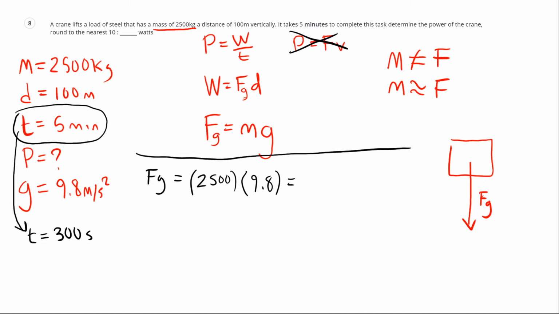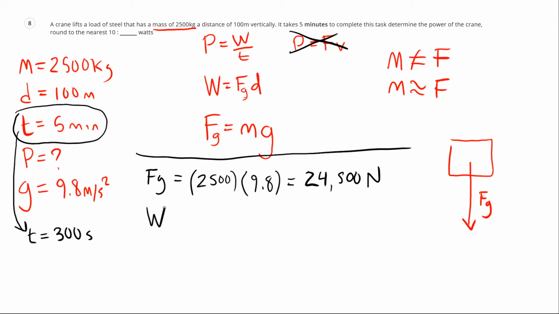Let's see, you can't see my calculator, unfortunately. That's going to be 2,500 times 9.8. That is going to give me 24,500. So let me put that here, 24,500. The units on force are newtons. Okay. Then I'm going to come down and start doing my work.